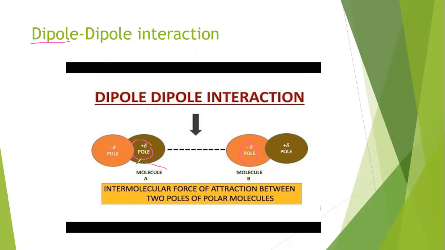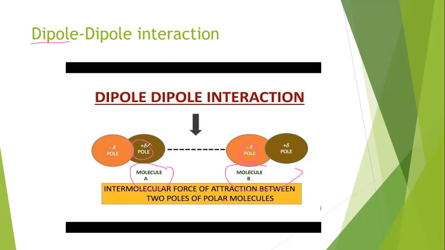For example, this is a molecule A and this is a molecule B. These two molecules are considered as different molecules. Due to the different atoms, the sharing of electrons between them will be unequal. Due to that unequal sharing of electrons between different types of atoms, one end will be partially negative and one end will be partially positive.